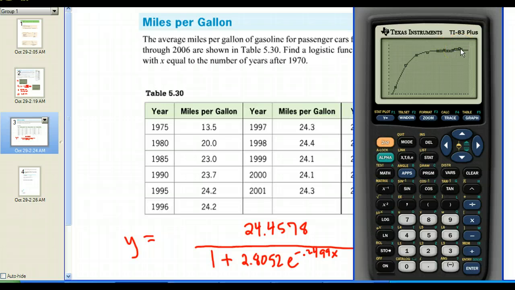Now, if you're starting to look at hybrids and everything like that, then yeah, it's going to dip back up again, because we're going to start talking about 40 and 50 miles per gallon. But this is just passenger cars. It's not talking about hybrids or fuel cell cars or any electric cars of the future or anything like that. So that's what a logistic growth model should look like. So if you see a scatter plot like that, a logistic growth model should do a pretty good job.